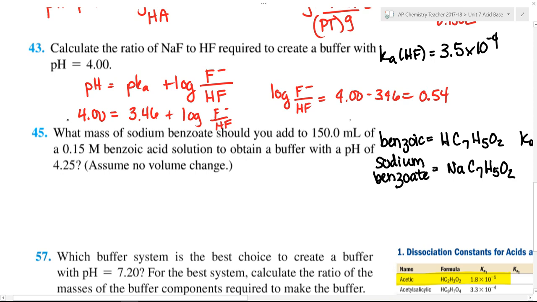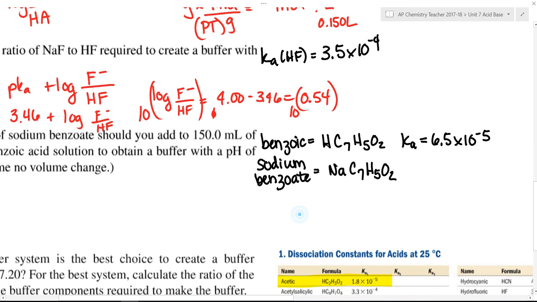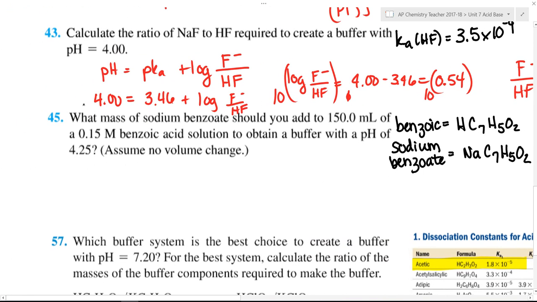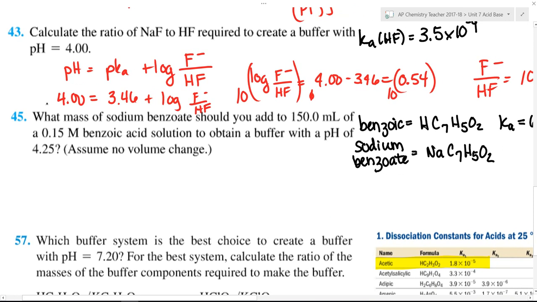So to find the actual ratio, I need to take 10 to the power of both sides, which means, that's written a little bit messy, that basically means the ratio of F minus to HF is going to be 10 to the 0.54, and that's how you get your ratio there. So that's using your Henderson-Hasselbalch.